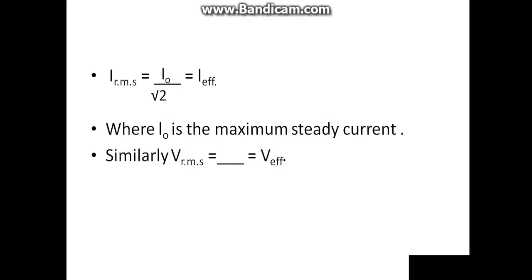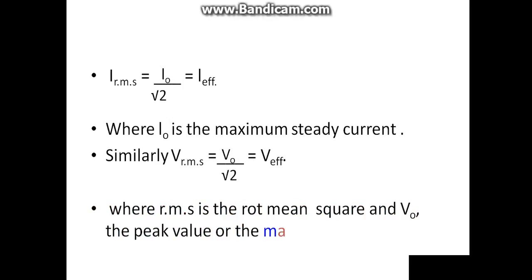I RMS equals I0 over square root of 2, which equals I effective, where I0 is the maximum steady current. Similarly, V RMS equals V0 over square root of 2, which equals V effective, where RMS is the root mean square and V0 is the peak value or the maximum steady voltage.